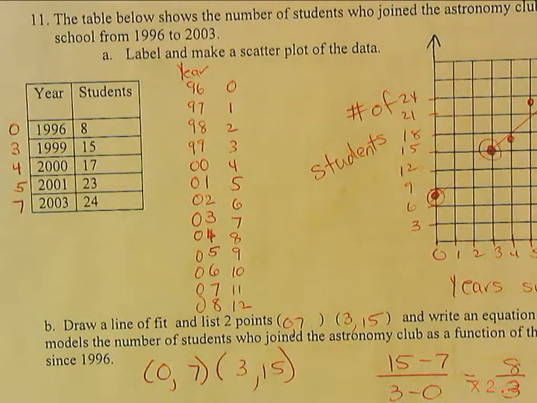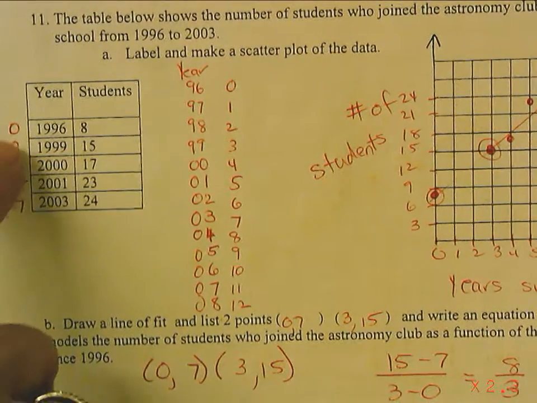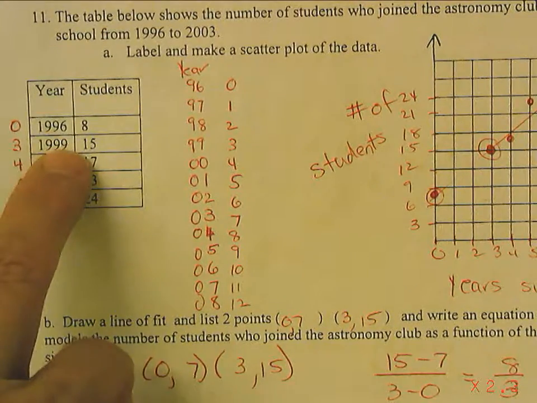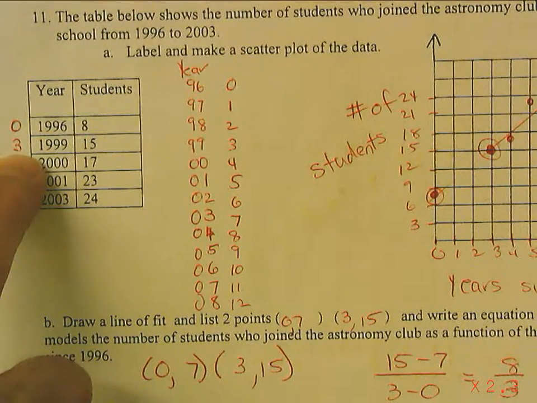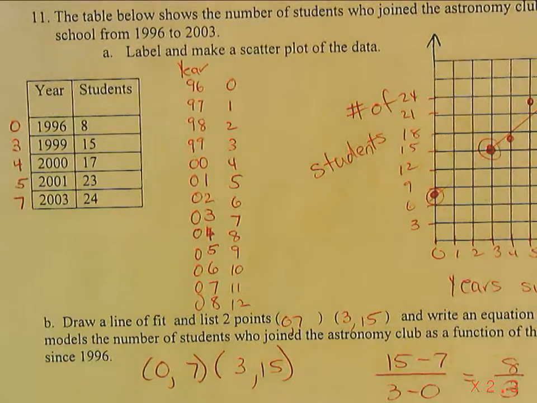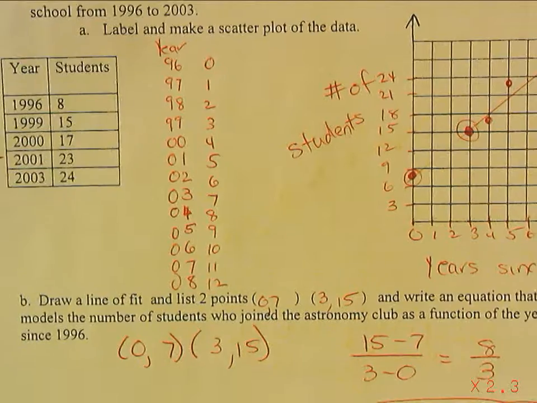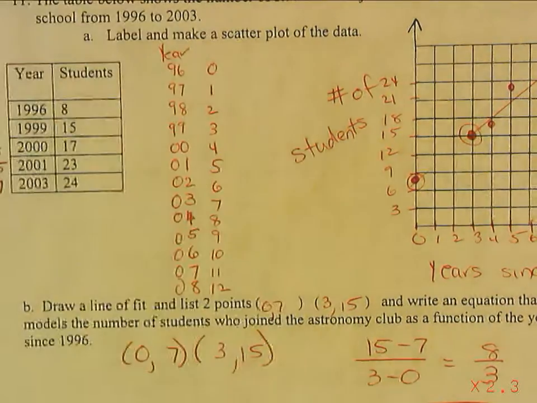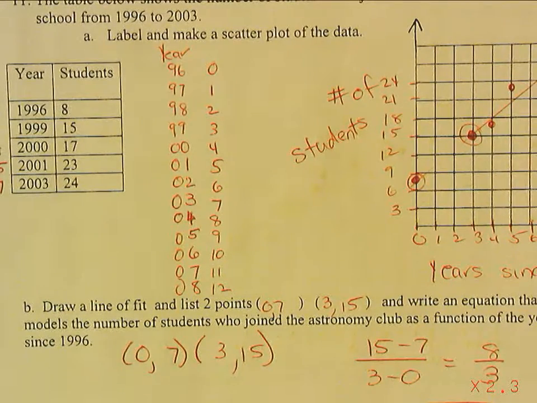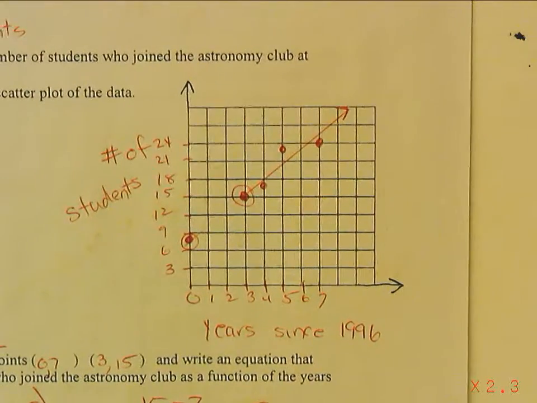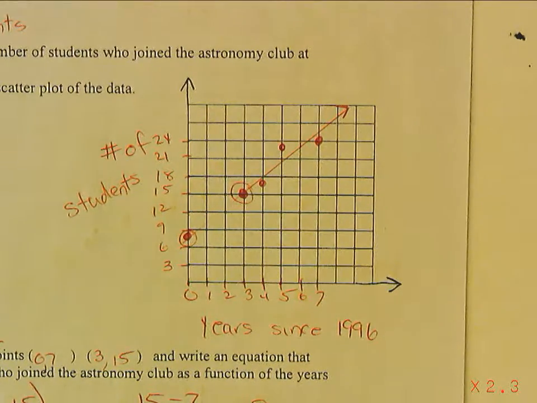So the first thing I do is I figure out that 0 represents 1996. So 1999 would be represented by 3, 2000 by 4, 2001 by 5, and 2003 by 7. Notice I just said if 96 is 0, 97 is 1, 98 is 2, etc. Okay? Then I plotted all of my points. And then I drew a line of fit.